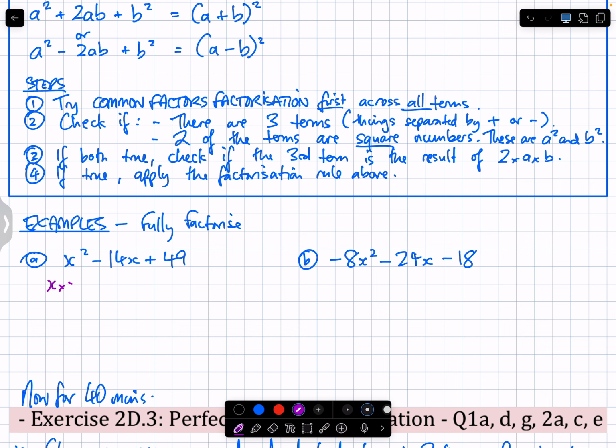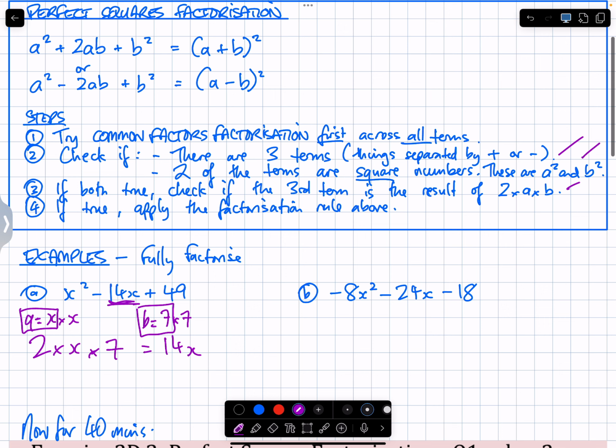Good. So you can write that little working out there. X squared is x times by x. And 49 is 7 times by 7. So we have just ticked off: there are 3 terms. 2 of the terms are square numbers. These are a squared and b squared. So a is x and b is 7. The last check that you do, if both of those things are true, check if the third term is the result of 2 times a times b. So 14x, here is the third term, is 2 times by x times by 7. What is 2 times by x times by 7? 14x. So does that confirm that the third term is the result of 2ab? Once you've ticked all of that, you can apply the factorization above.